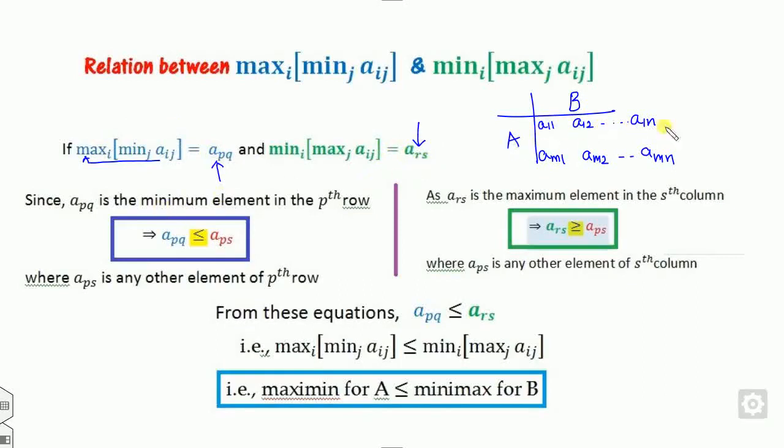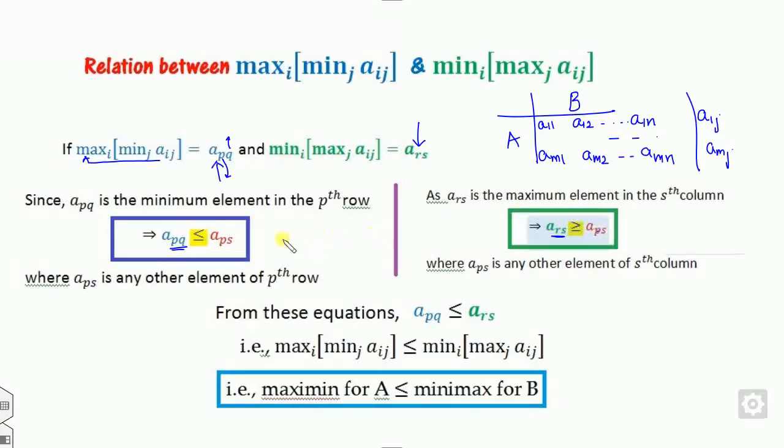Look at that. For the row-wise, this is the minimum of a1j, and this is the minimum of amj. So what is apq? This is the minimum of the pth row, where p represents the row and q the column. So this minimum will be less than or equal to aps, where aps is any other element of the pth row. Similarly here, ars is the maximum of its column, and it is represented as the minimum.